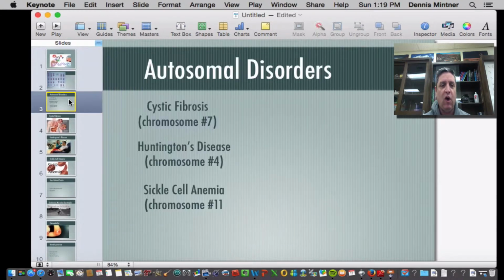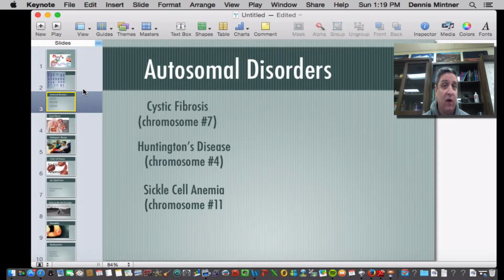So let's start with autosomal disorders. Remember, those are the ones that happen on any of the chromosomes that are not sex chromosomes, X or Y. So the way we know they're autosomal is most of the time you see equal distribution of these diseases in boys and girls, in males and females across the population. So because it's not related to whether you're a boy or a girl, it's easily transmitted to either the boy or the girl, the male or the female.